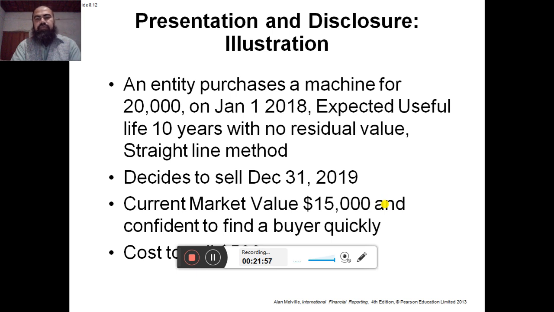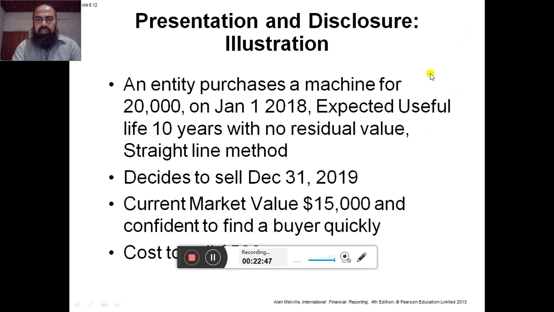Its proper current market value is available, buyers are available, and the company is confident to find a buyer quickly. And there is some dismantling cost as well. It is $500, I guess. So this is raw information, and we have to decide whether this organization is correct in recognizing it as an asset held for sale or not. And we will be giving some calculation for the measurement, and that measurement would be shown in the financial statements. So we are going to do a practical work, an example.